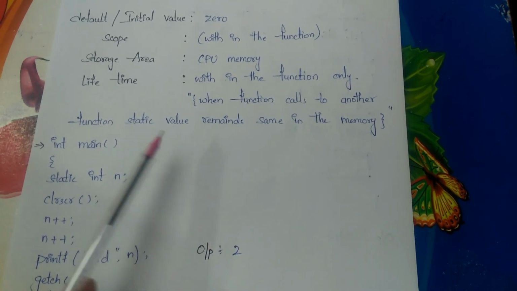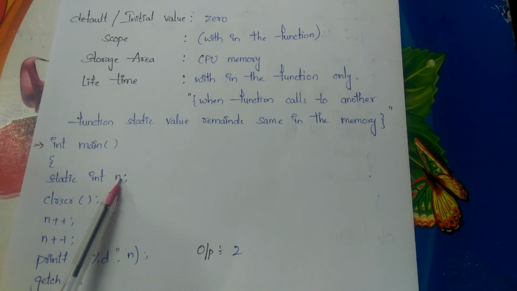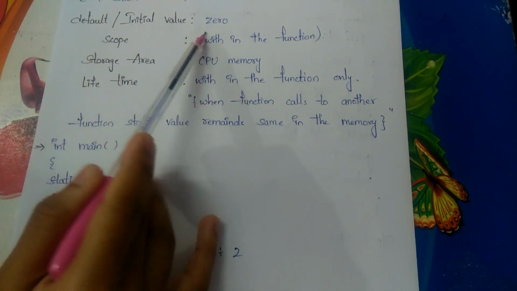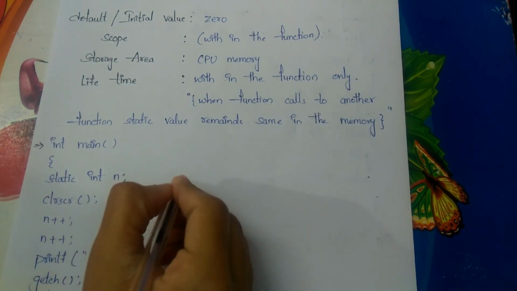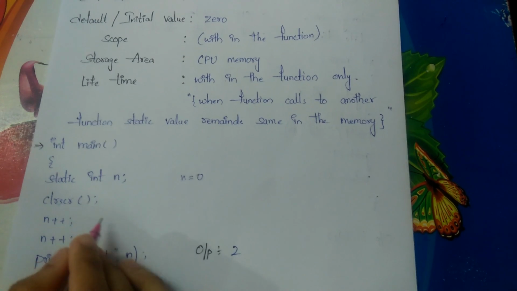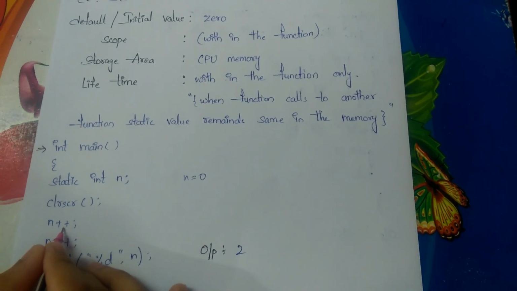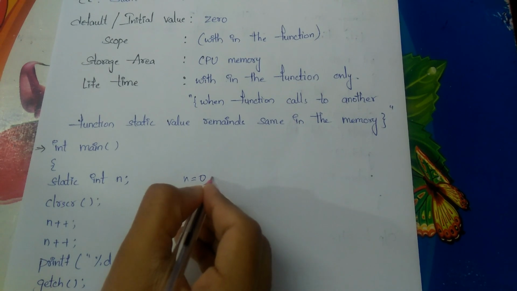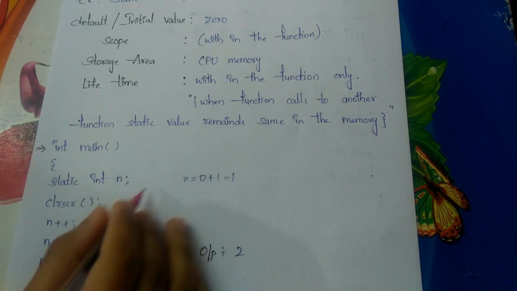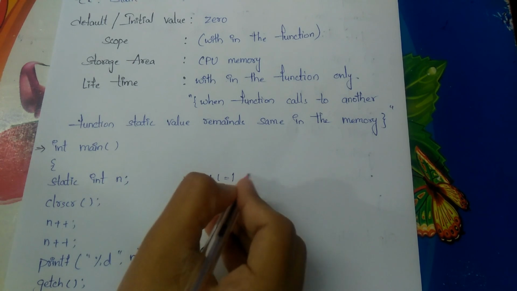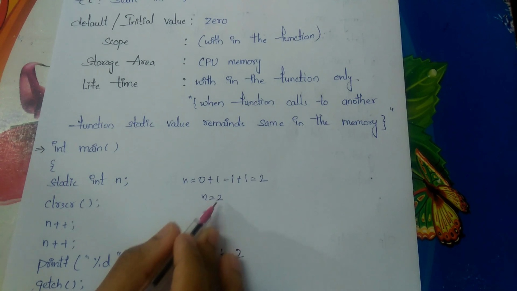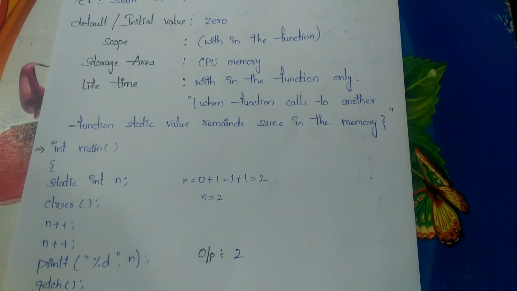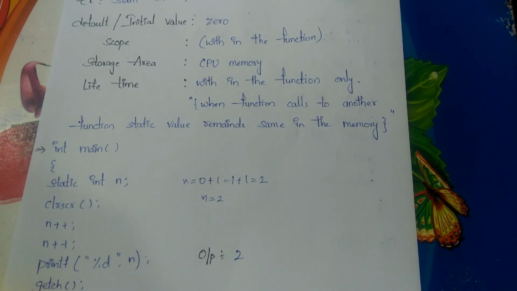Initially we discussed that by default the value of n will be 0. Here we have seen the default value is 0, since I am using the static keyword. So at this time the value of n is 0. Now I am incrementing the value of n by 1, so that becomes 1. Again I am incrementing the value of n by 1, so that becomes 2. So finally the value 2 is stored in the variable n, and when we print the value of n, in the output we will get 2. This is about the static storage class.